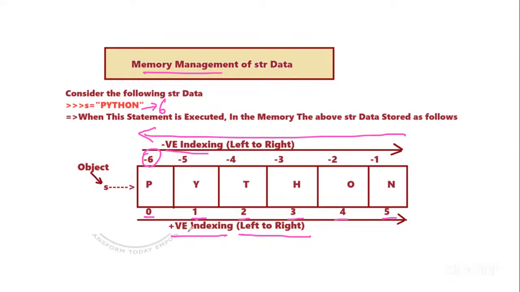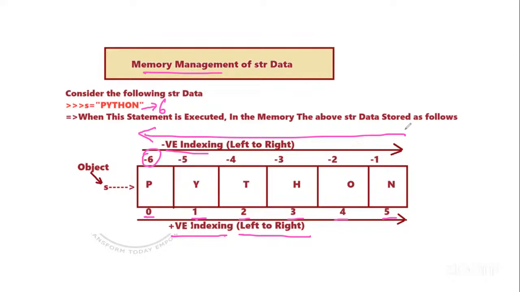Okay, so when you travel in left to right manner, you'll observe positive indexing. In the reverse opposite manner, right to left, you'll observe negative indexing. In case of positive indexing, by default the number starts from 0. In case of negative indexing, the number starts from -1.